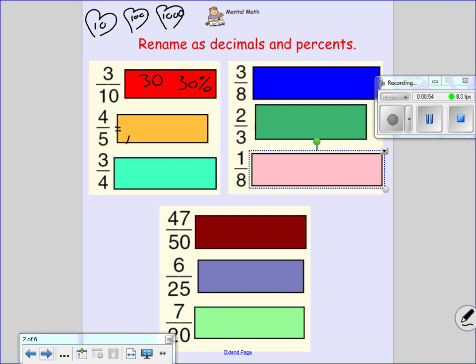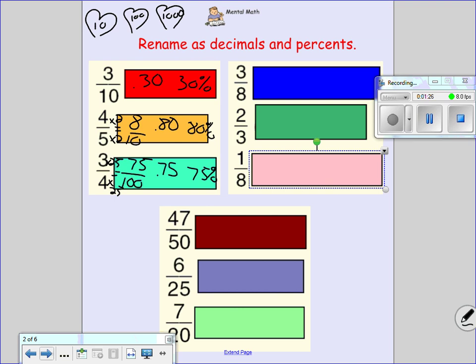4/5, I'm going to change this into something with a 10: times 2, times 2, is 8/10. It's written 0.8. It's not 8%, it is 80%. 3/4, I can't put 4 into 10, but I can put 4 into 100, times 25. 3 times 25 is 75, so 3/4 equals 75 hundredths. That's how it is as a decimal, 75%.